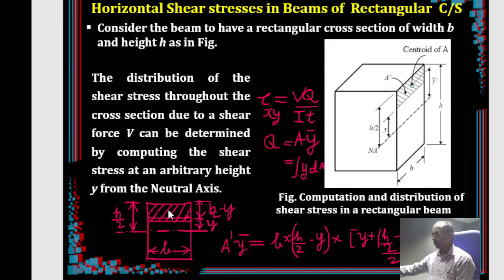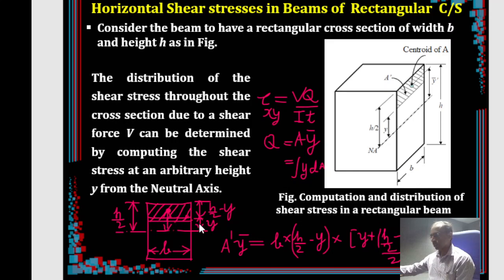That means I need the centroid of this particular area. Where will it be? At half of this particular distance, either from this way or from that way. From here to here it will be (h by 2 minus y) divided by 2, or from the top, (h by 2 minus y) whole divided by 2. Now I do not want the y bar from the top or from here. I want it from the neutral axis. So what should I do? I need to calculate this distance.